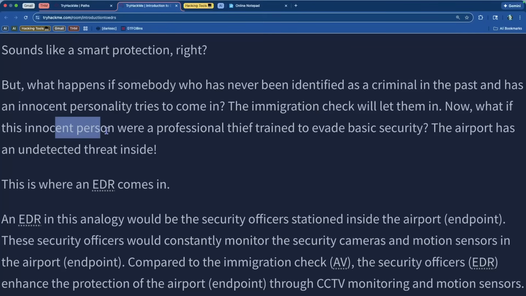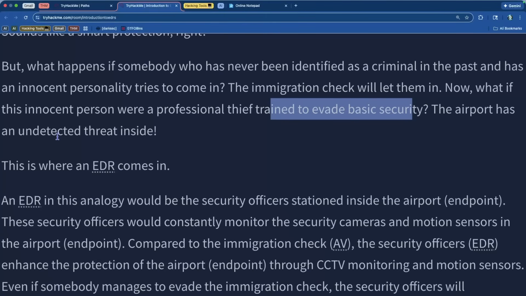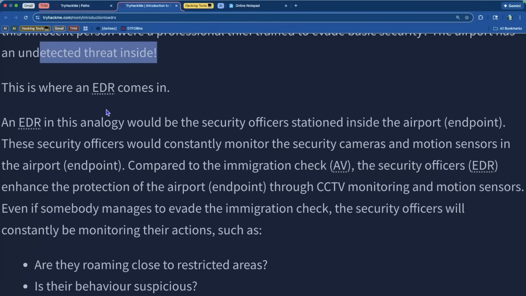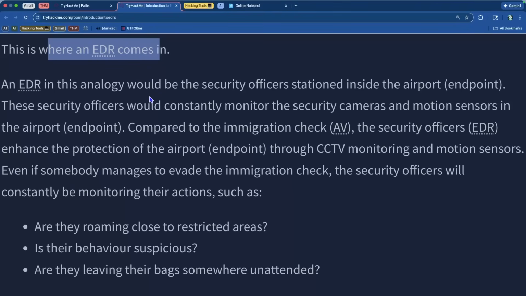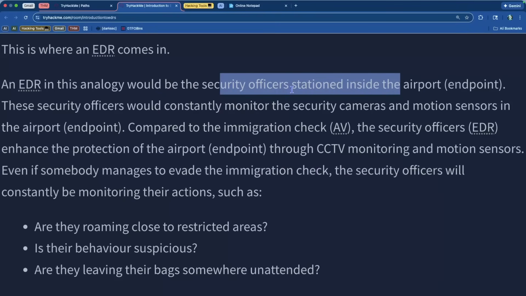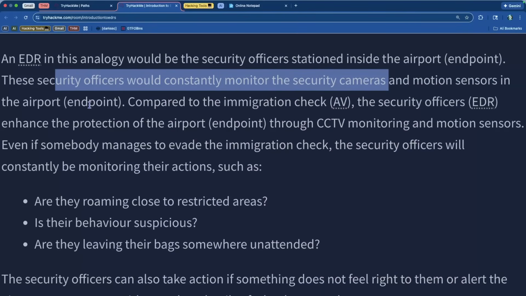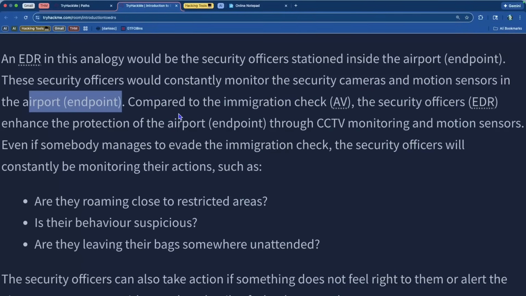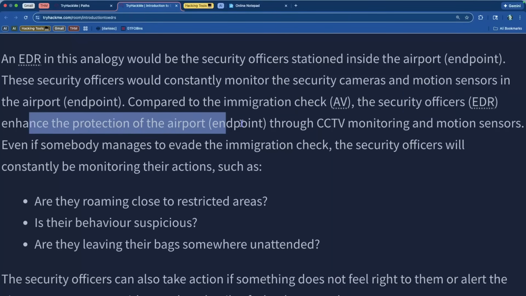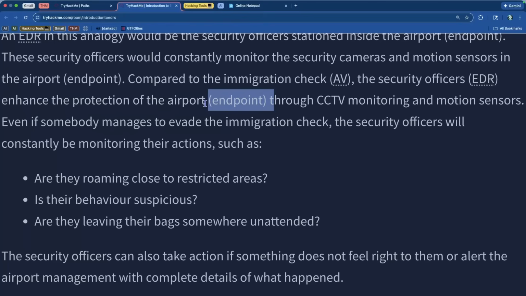Now, what if this innocent person were a professional thief trained to evade basic security? The airport has an undetected threat inside, and this is where the EDR in this case would come in. The EDR would be the security officers in the airport, right? These officers would constantly monitor security cameras and motion sensors, which would end up being the endpoints themselves. Compared to the AV immigration check, the security officers, the EDR, will enhance the protection of the airport, which is the endpoint, through CCTV monitoring and motion sensors.